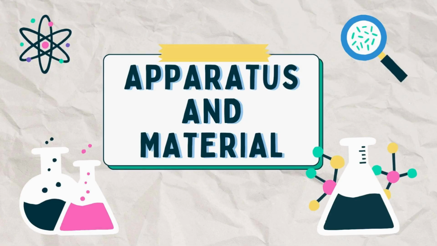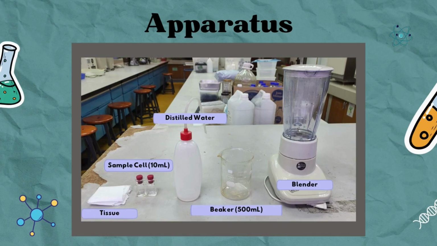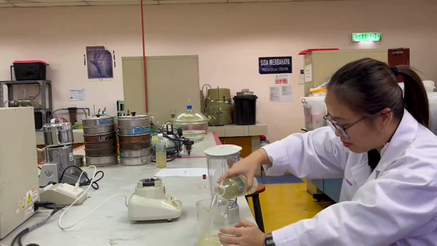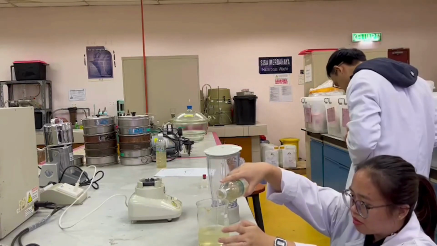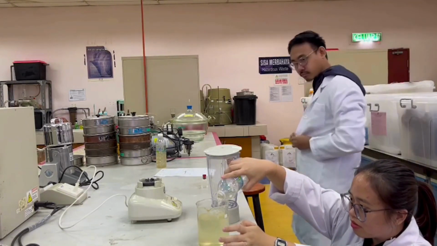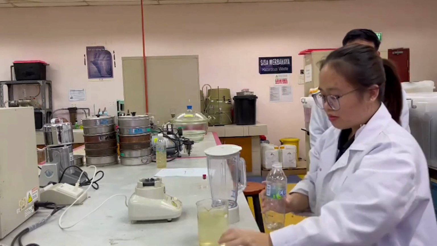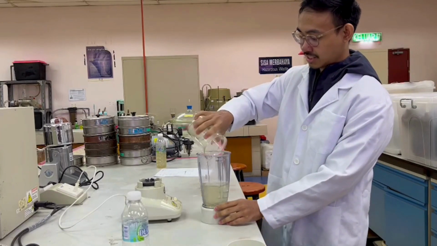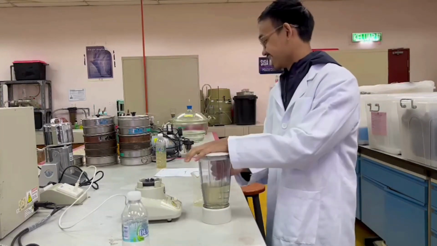The apparatus and material that were used during this experiment were tissue, 10 ml sample cells, distilled water, 500 ml beaker, blender, and spectrophotometer. Procedure. A 500 ml water sample was prepared. The sample was poured into a blender and blended for 2 minutes to ensure even suspension of solid.